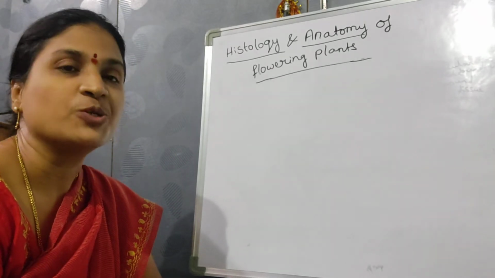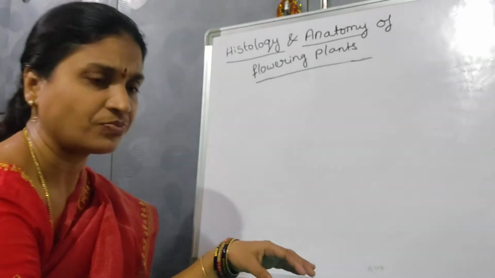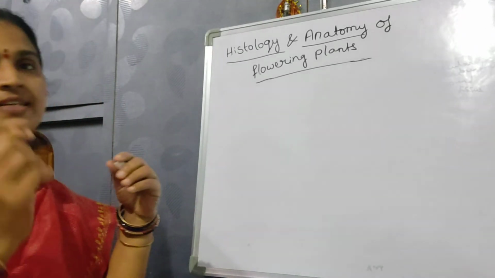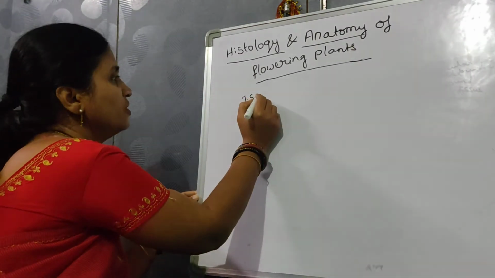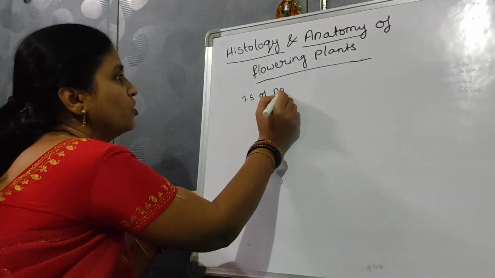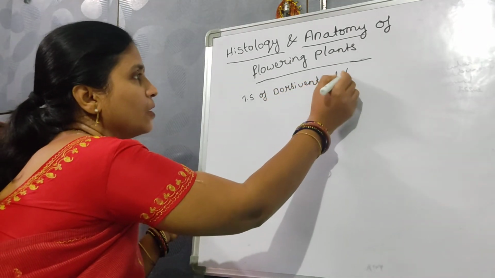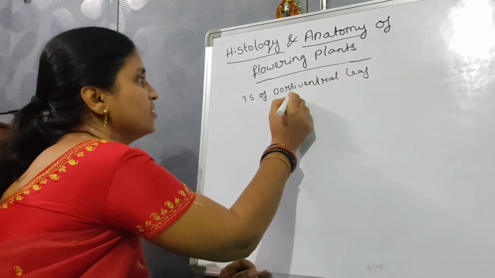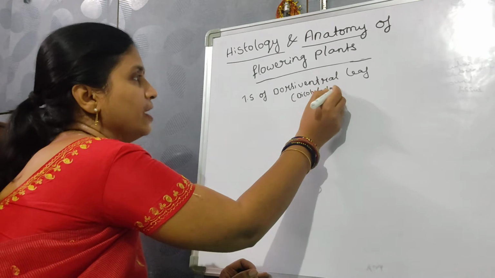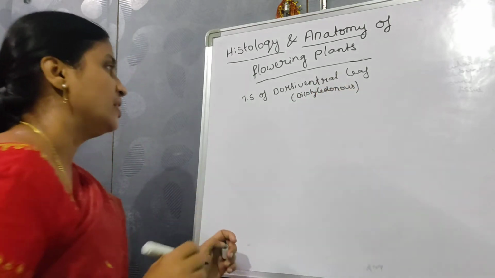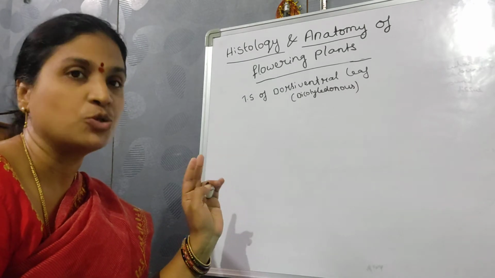In this video, we are going to study the transverse section of the dorsiventral leaf and monocot leaf, and secondary growth. First, we will start with the transverse section of the dorsiventral leaf, or you can say dicotyledonous leaf. That means dicots are plants which bear seeds having two cotyledons.